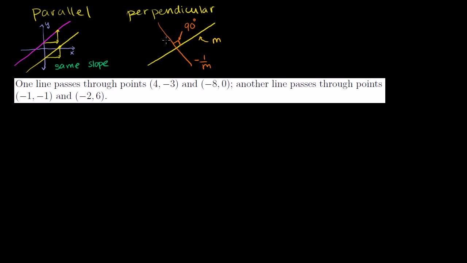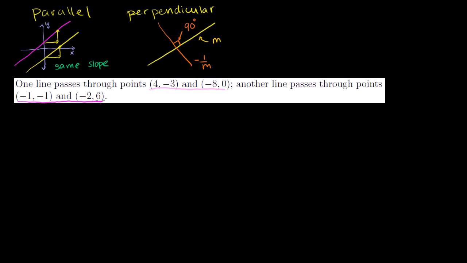Now, given this information, let's look at a bunch of lines and figure out if they're parallel, if they're perpendicular, or if they are neither. And to do that, we just have to keep looking at the slopes. So let's see. They say one line passes through the points (4, -3) and (-8, 0). Another line passes through the points (-1, -2) and (6). So let's figure out the slopes of each of these lines.